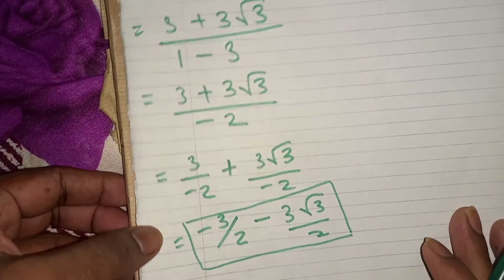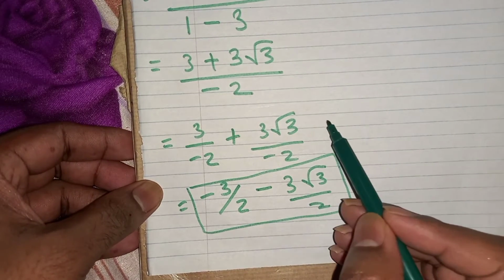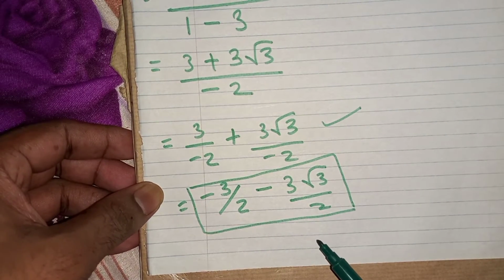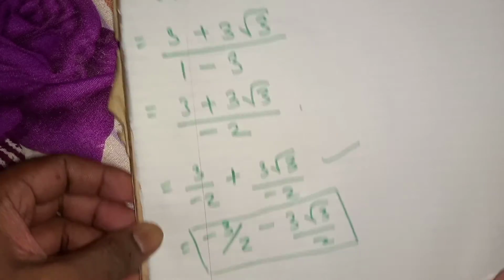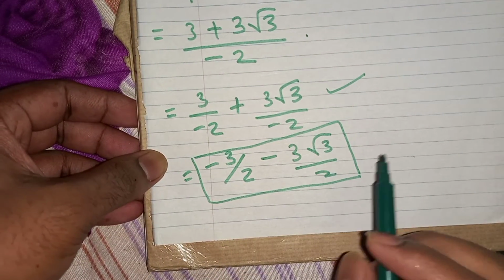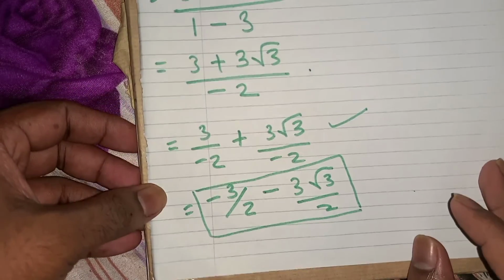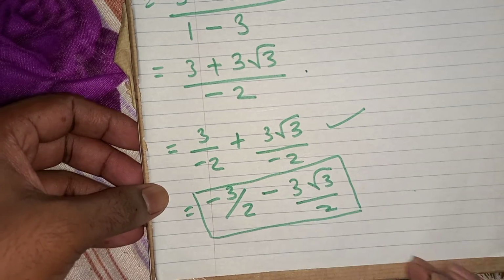So anyway, you can write your answer. You can also leave your answer here. This will still be correct. Or if you want, you can leave your answer up till here as well. But this one is a much simplified form. Okay. So it's always good to simplify your answer.